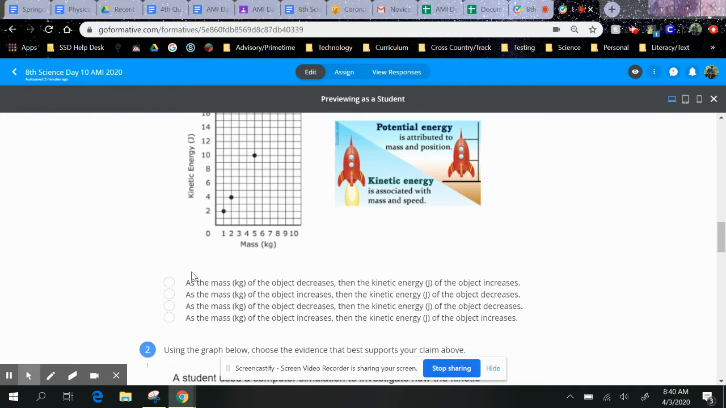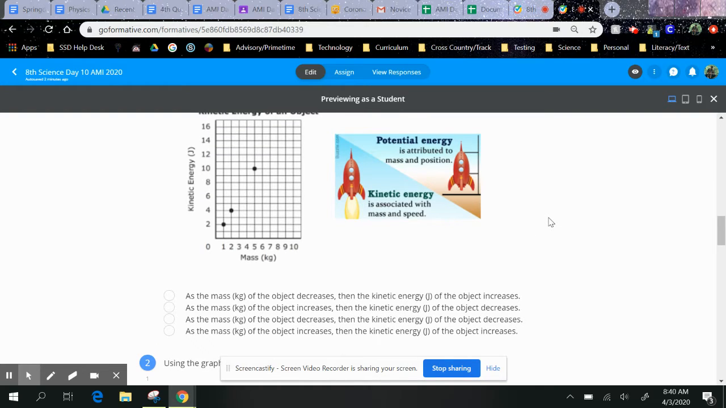It looks like the answer choices are giving us our claim. It says, as mass of the object decreases, then kinetic energy of the object increases. As the mass of the object increases, the kinetic energy of the object decreases. And so we're just trying to pick exactly what we see happening in the graph.